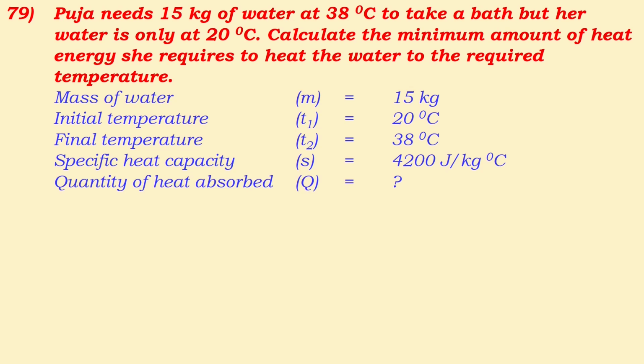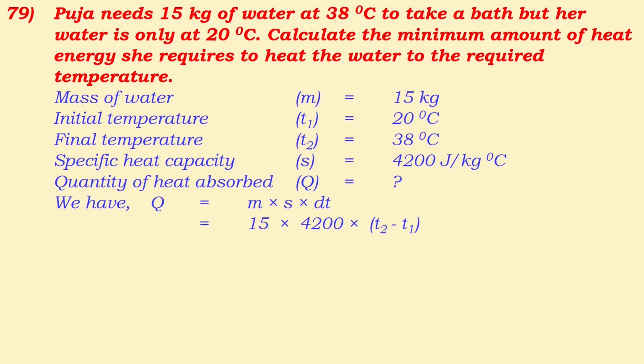And next is the quantity of heat absorbed. How much heat does it absorb to go to 38 degrees Celsius from 20 degrees Celsius? Q is equal to question mark. Now our equation is Q equal to m into S into dt. Now certainly dt means final temperature minus initial temperature. That's why mass m is 15, S specific heat capacity is 4200, and the difference of temperature is T2 minus T1.